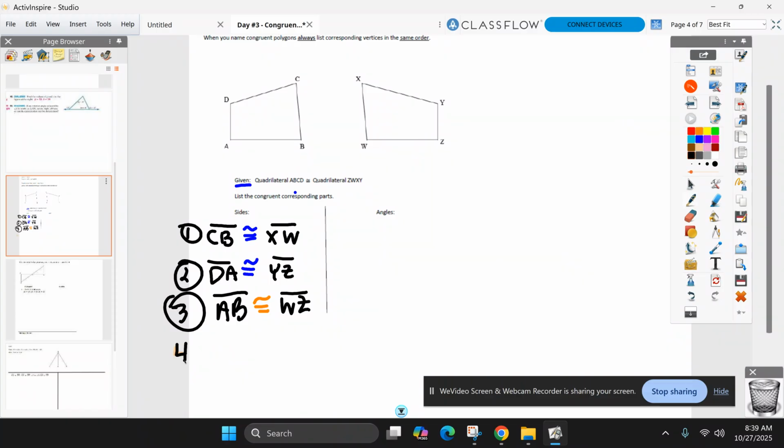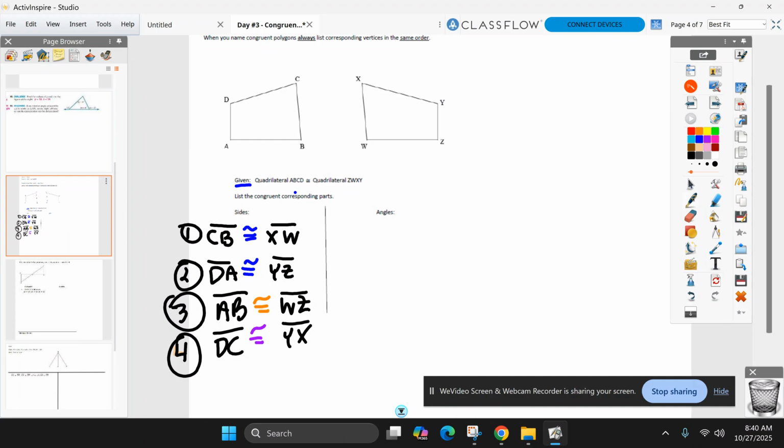And then finally, I'm not going to ask anybody here. It's process of elimination, right? What side am I missing right now? CB, we got it. AB, DA. We're missing DC, right? DC is going to match up with YX. And they will be congruent. All right, perfect. You guys, great job matching up the sides. Everyone okay why I'm saying they're congruent? Because the figures are congruent.